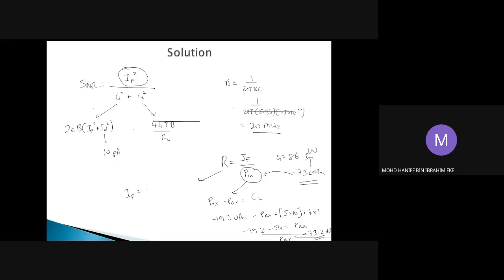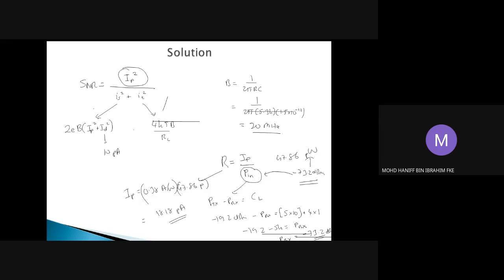From here, we can have that the IP, which is the produced current or generated current by the photodiode, shall be equal to R, which is responsivity given as 0.38 ampere per watt, multiplied by this incident power, which is 47.86 picowatt, and you're going to get that the generated current will be 18.18 picoampere. That should be the IP that shall be used in this calculation of signal to noise ratio.